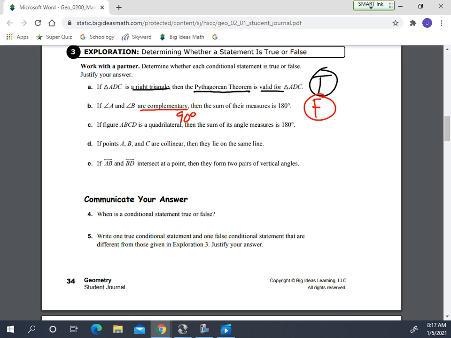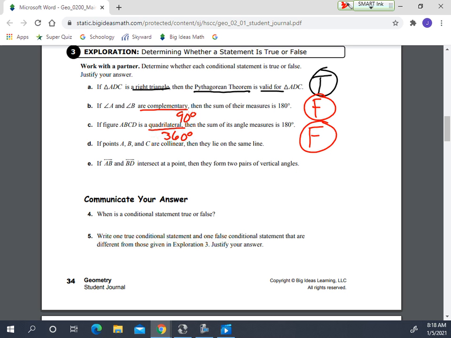Letter C, if figure ABCD is a quadrilateral. What does quadrilateral mean? It has four sides, four angles, right? Then the sum of its measures is 180. No. For a quadrilateral, that's 360. So that's false.